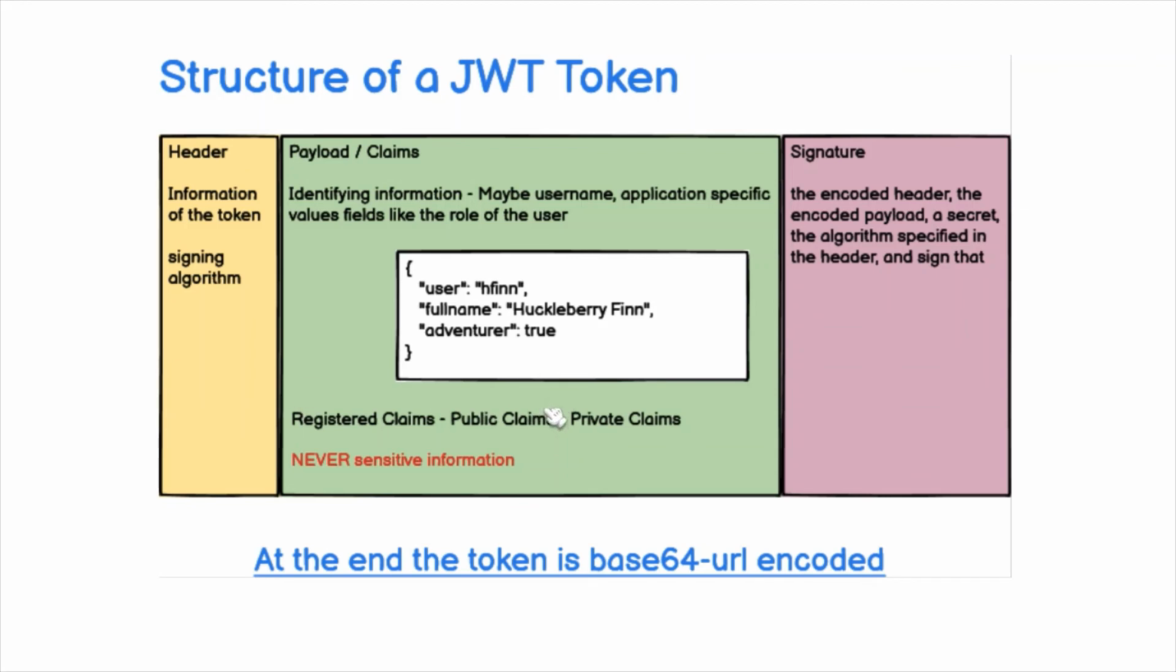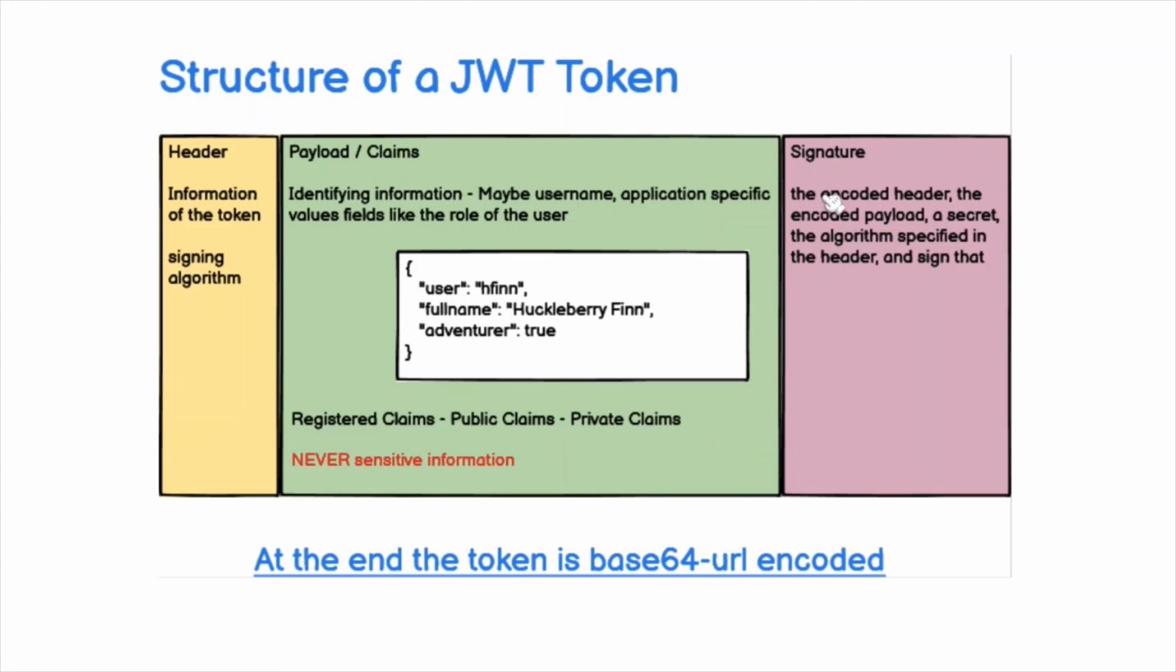One thing to remember is that payloads can never have sensitive information. Why can't the payload have sensitive information? The reason is the JWT token is not encrypted by the server. It's just Base64 URL encoded.